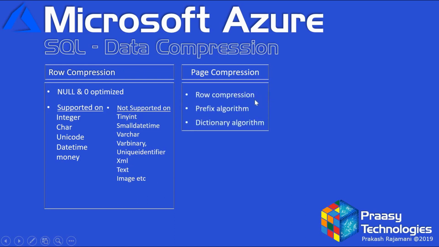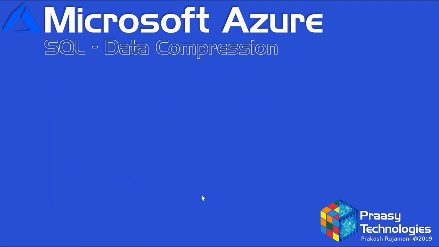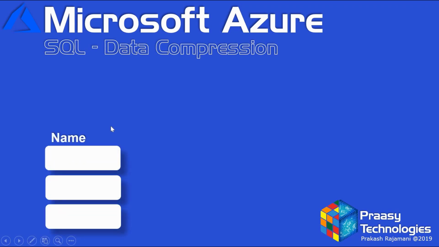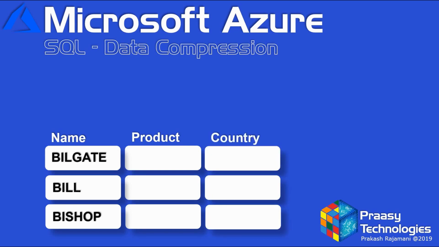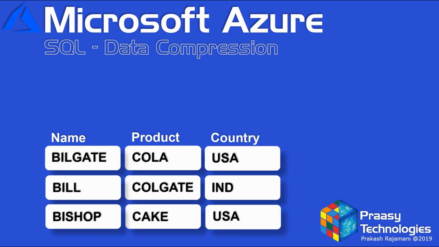Let's see about page compression. It includes row compression and also it includes two algorithms which are prefix and dictionary algorithms, which we will be seeing now. Before going to the demo, let's see with an example how it actually works. Let us consider a table which has three columns, name, product and country, and it has a few records in it.